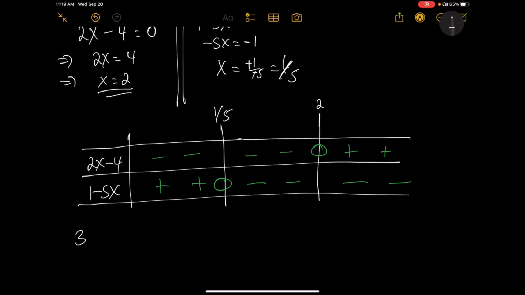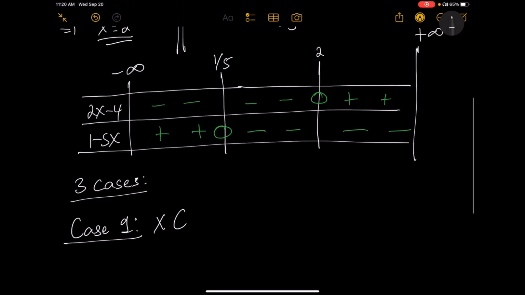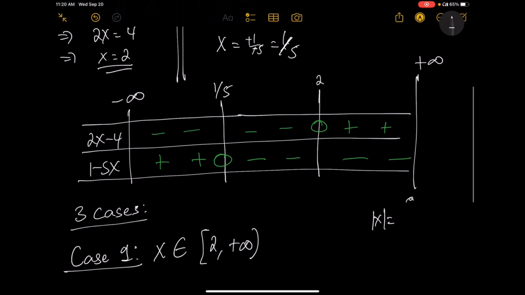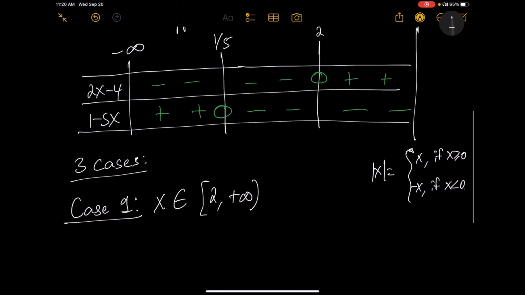Now with this sign chart, we will have three cases. One end is positive infinity, the other is negative infinity. Case 1: x is an element of the interval from 2 up to positive infinity, meaning x is 2 or greater. Let me remind you of the absolute value definition: absolute value of x is equal to x if x is greater than or equal to 0, and it is negative x if x is less than 0. What does the equation look like if x is in the interval from 2 up to infinity?